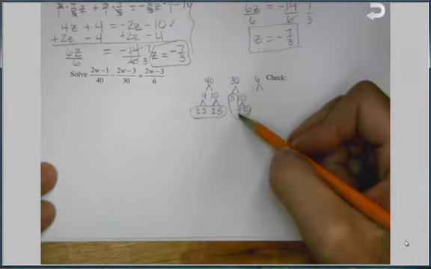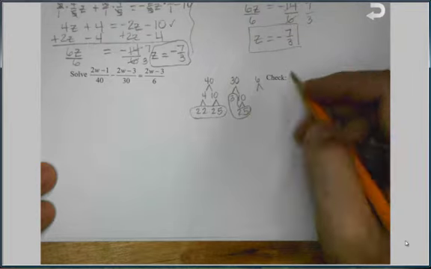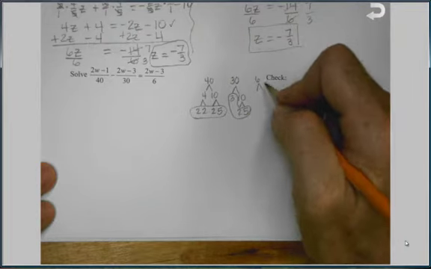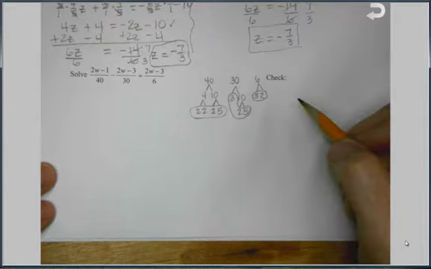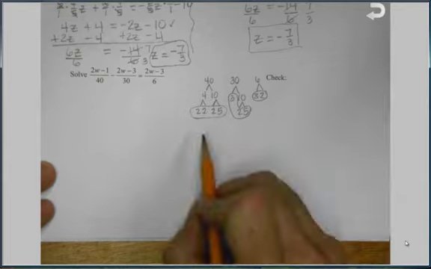3 times 2 is 6, times 5 is 30. And then the 6, I'll do the same thing, and it's 3 times 2, or 2 times 3, to give me 6. And both of those are prime, so I'll stop there.